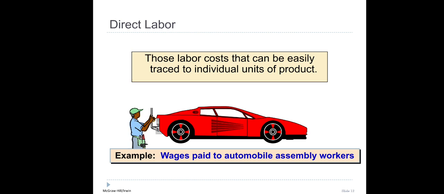So here the example is the product is car. So who are the direct labor? The direct labor are people who touch the car, who assemble, who are involved in the assembly of the car. So most of the time we say that the direct laborers are the factory workers. They are involved directly in the assembly of the product. So these are the direct labor.